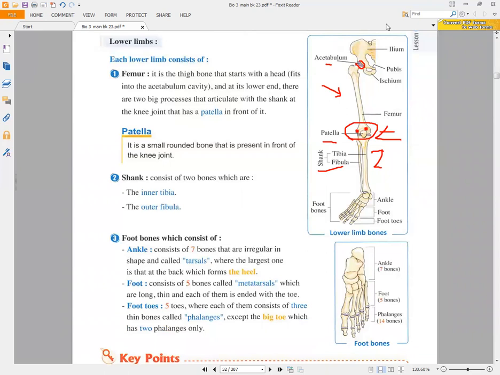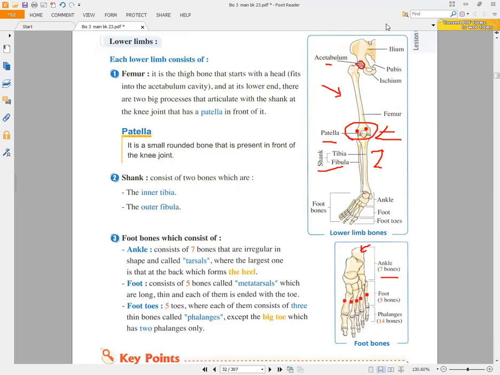Here we will have the ankle that looks like the wrist, but the wrist consists of 8 bones, while here the ankle consists of 7 bones that are irregular in shape and called tarsals, where the largest one is called the heel. After that, we will have the foot. The foot consists of 5 bones. We have 1, 2, 3, 4, and 5.